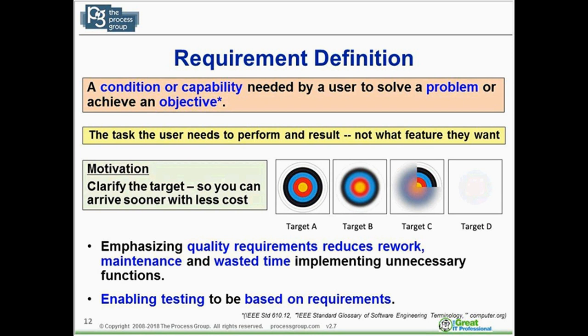So I think target A and target D can cause a lot of wasted time. However, target B in the middle and target C are achievable. It is possible to ask questions to elicit requirements. It is possible to have those as initially ambiguous, and they get clarified.